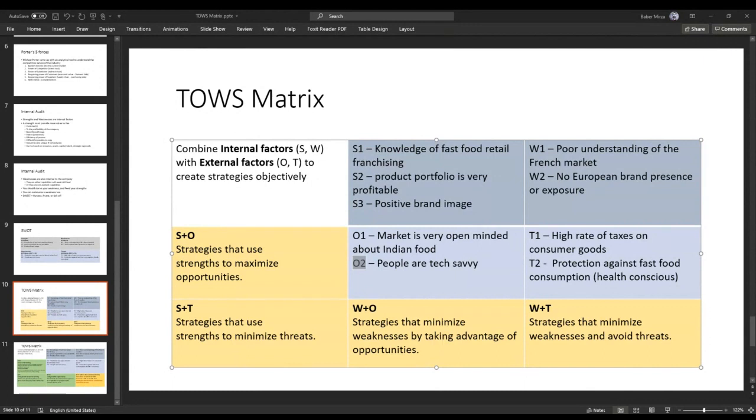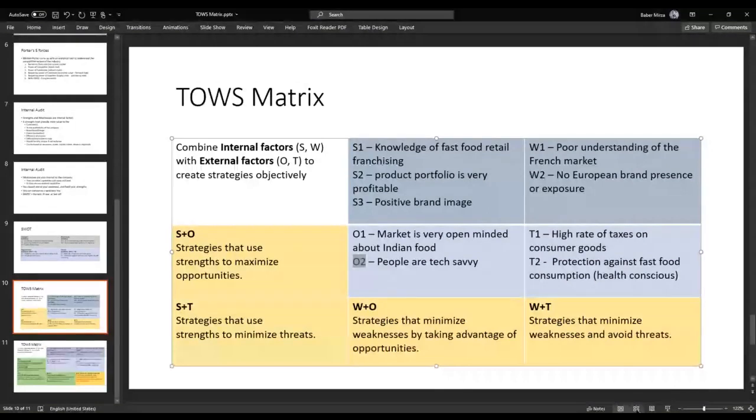And from the PESTEL analysis and Porter's 5 Forces, we enumerated our opportunities and threats. Then we add 4 more boxes on the side. These boxes represent the combination of internal factors with the external ones. Strength, being internal, combined with opportunities. Strength combined with threats, external. Same with weaknesses plus opportunities and weaknesses plus threats.